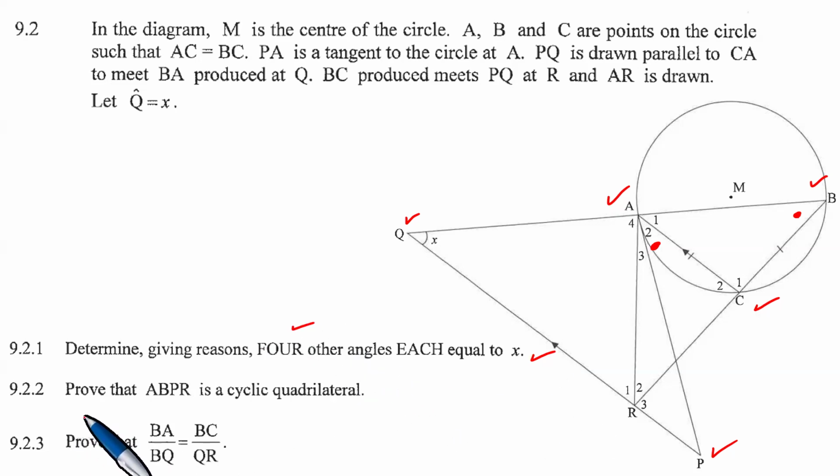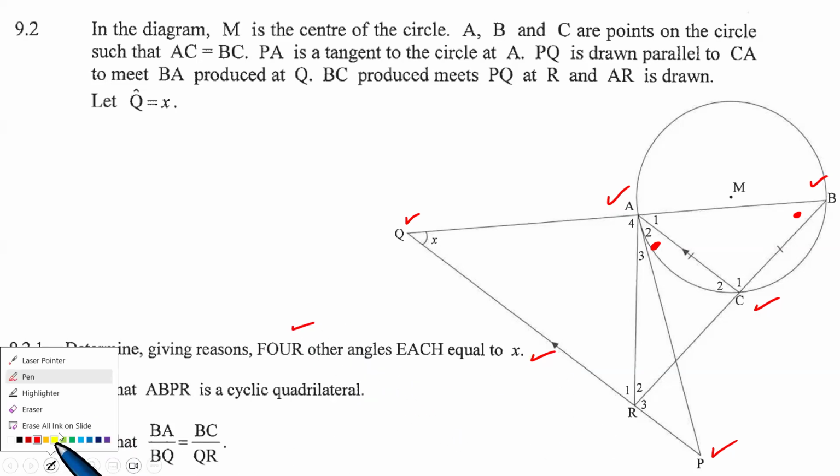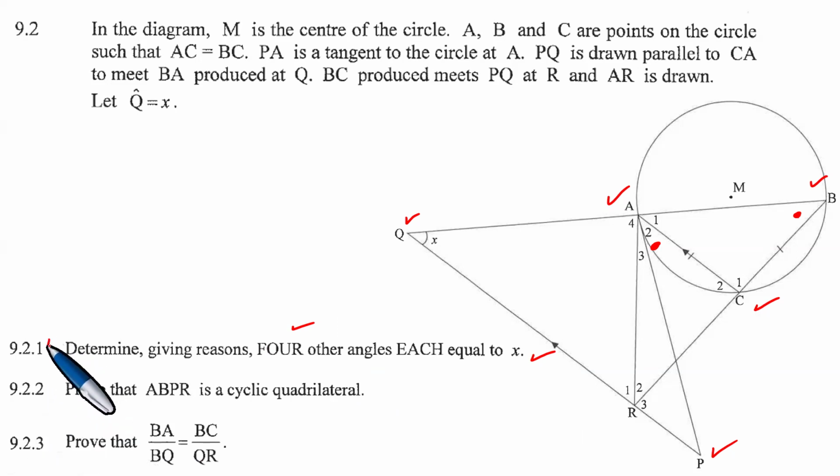Who can find the first angle that is equal to X? We're looking at 9.2.1: 4 angles, each equal to X. Right, here is the angle X. What other angles are equal to X? Which one? A1. Why? Angles in the same segment. Okay, right. Obviously, I'm going to write some of the things.